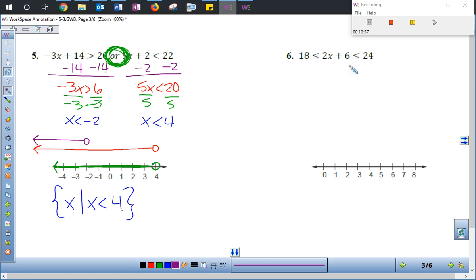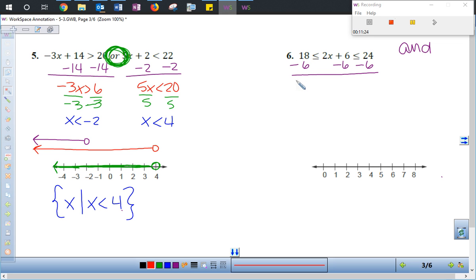On number 6, notice how our inequality is already compacted. When that happens, just remember this is an and inequality. Okay, that is how they can rewrite an and inequality. Now let's solve for x here by getting x all by itself. So first we're going to subtract 6. But remember, when it's like this, we have two inequality symbols. So I'm going to subtract 6 from each side. So I'm going to subtract it from 18 as well, and so same with 24.